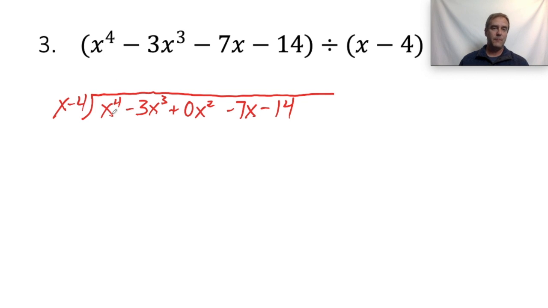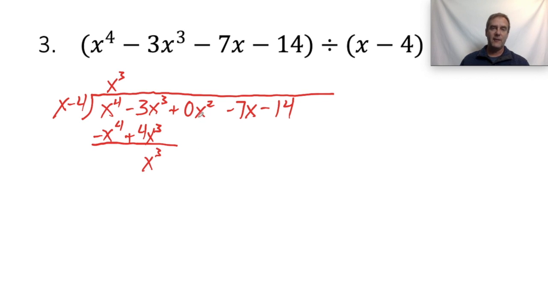Something times x makes x to the 4th. That's x cubed. X cubed times x makes x to the 4th. X cubed times negative 4 makes negative 4x cubed. Before we draw the big subtraction bar, we change the signs because we are taking away. X to the 4th minus x to the 4th goes away. Negative 3x cubed and positive 4x cubed leave a total of 1x cubed.